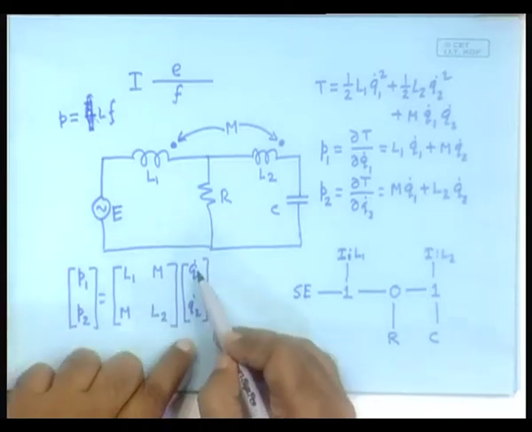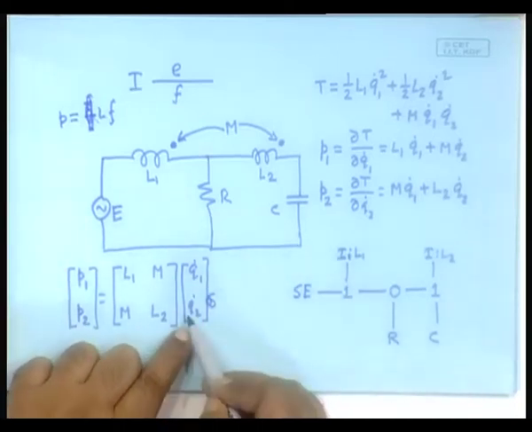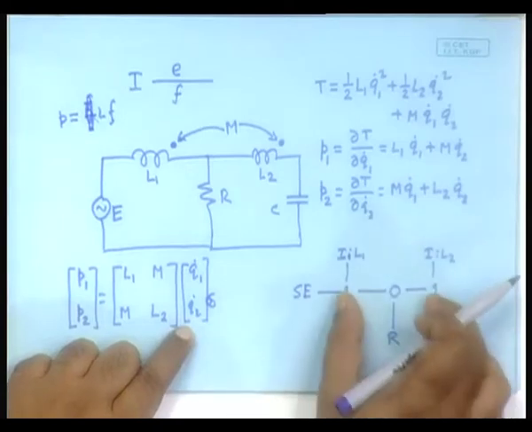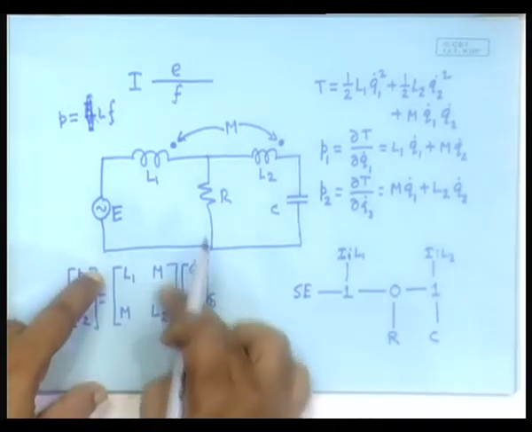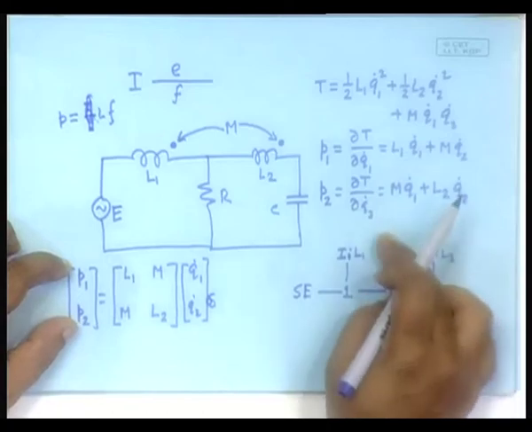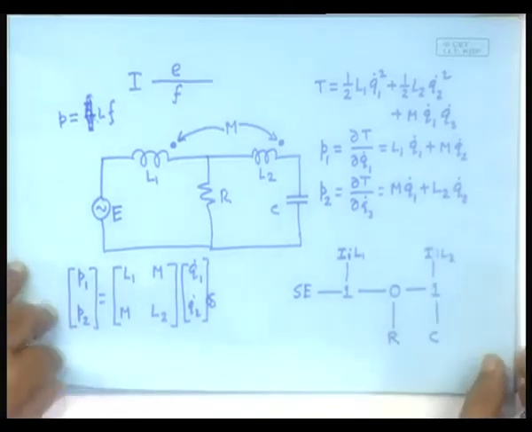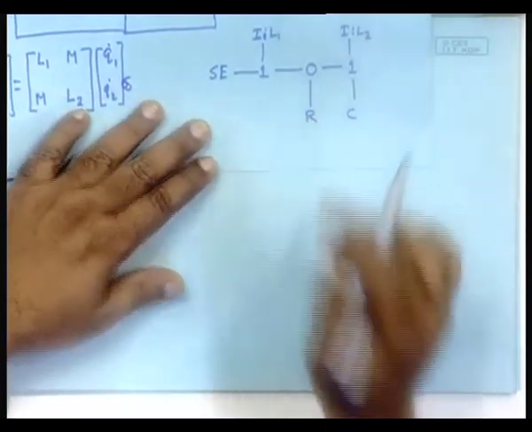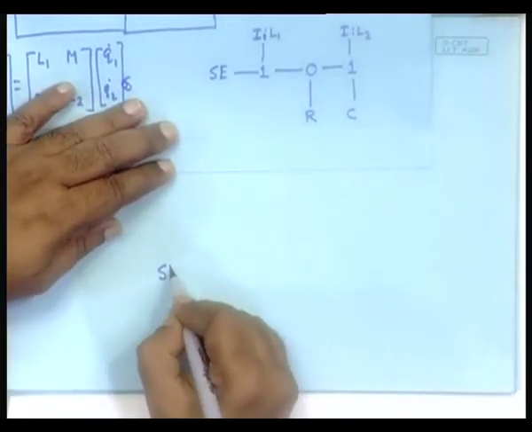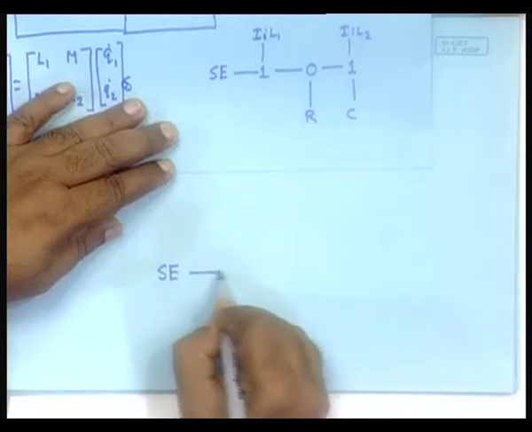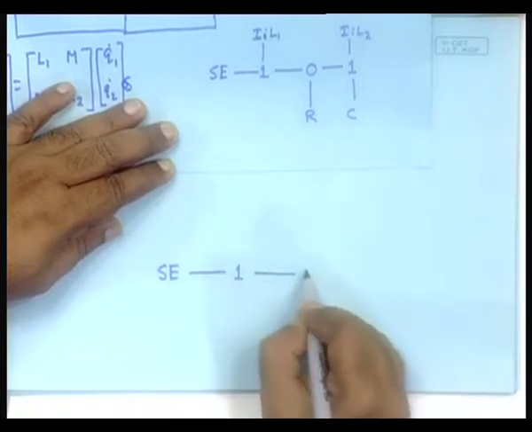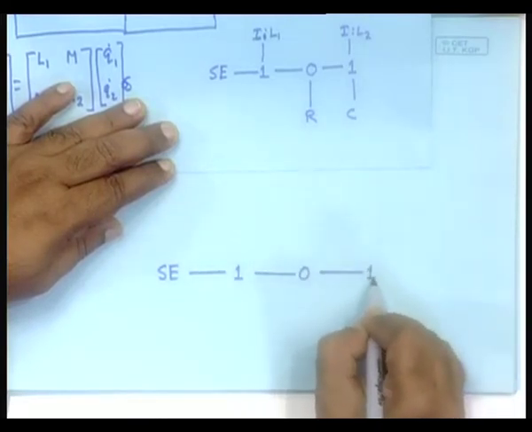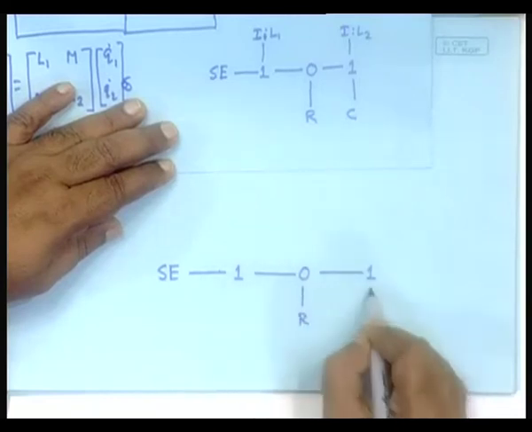This is the flow in this particular junction, and this is the flow in that particular junction. Therefore, these two will have to be coupled by means of this matrix in order to obtain the character of this. So, the way to do that is, I will start from here: SE, 2, 1, 2, 0, 2, 1, R, C.